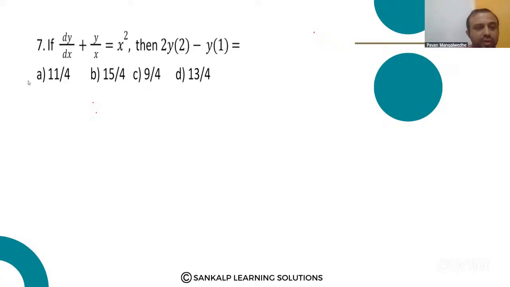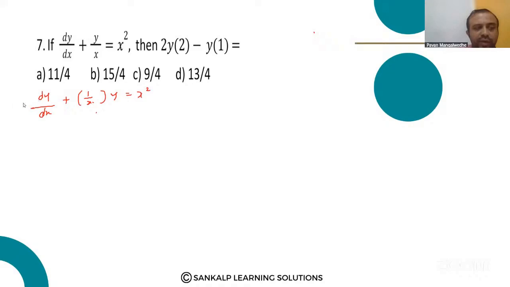So shall we start? It is dy by dx plus 1 by x of y. Means I separated the y by splitting the term, that is 1 by x into y, that is y by x, which is equal to x square.